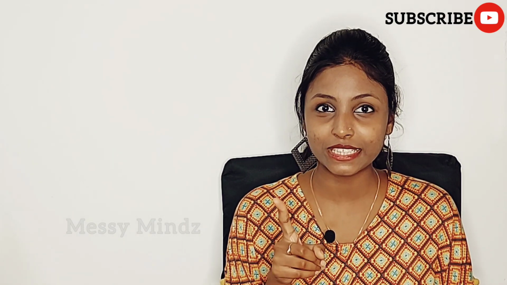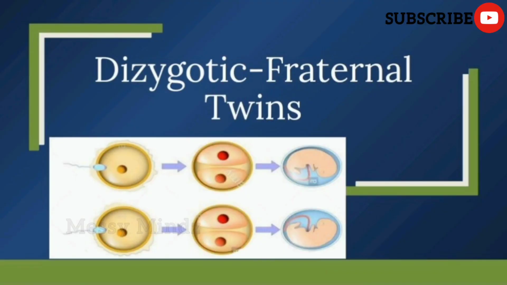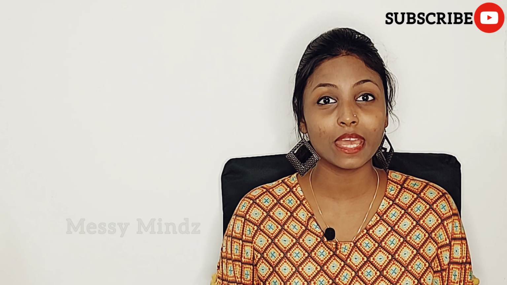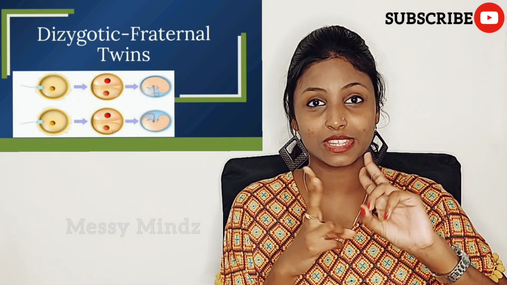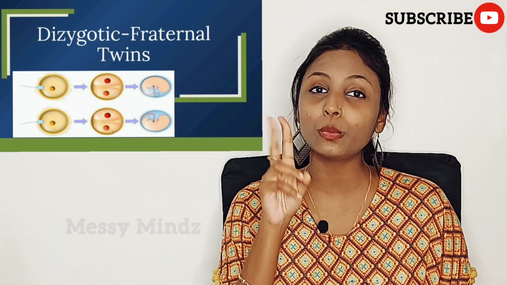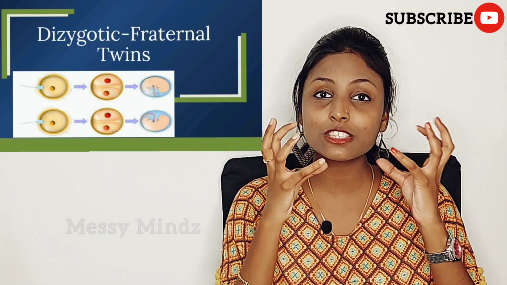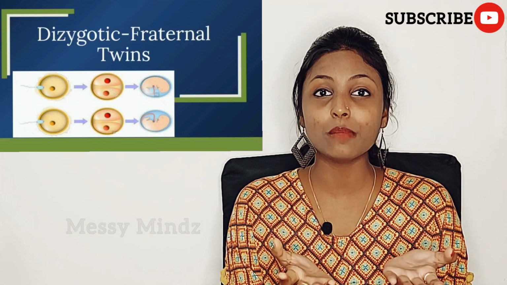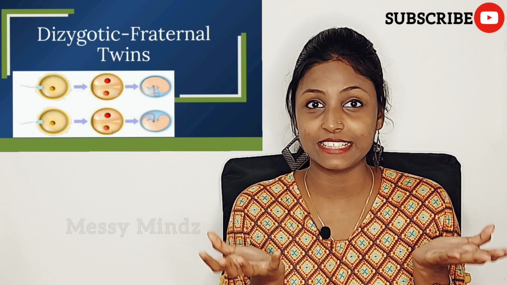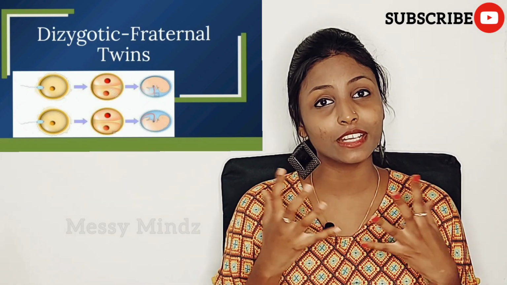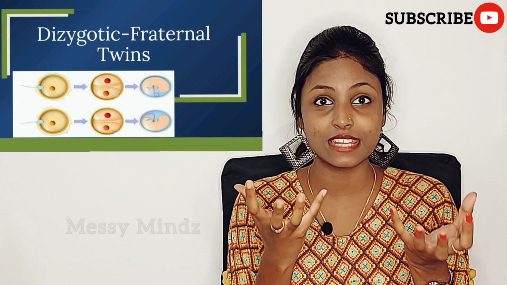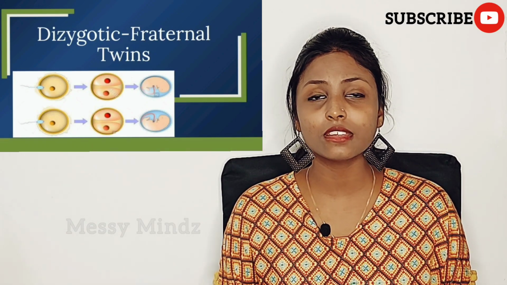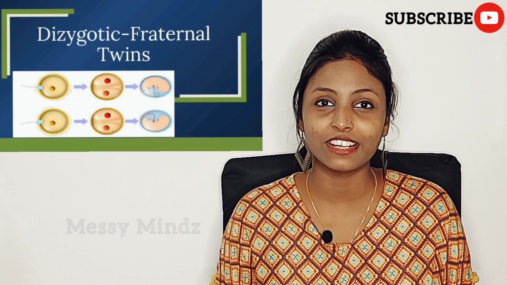Now the first possibility is that there are two ovum, where two sperm will come and fuse with these two ovum and form two different zygotes. These two different zygotes will develop into two different fetuses inside the uterus. This condition is known as dizygotic, that is two zygotes, and the twins are known as fraternal twins.